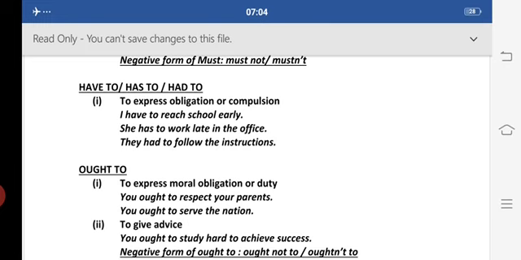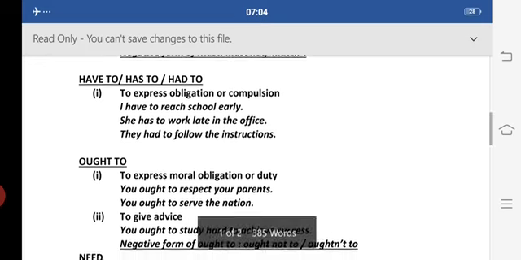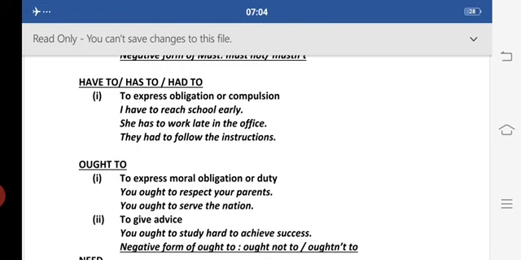Now students, have to is used to suggest some kind of compulsion, or there is some rule which has to be followed or the situation requires it. For example, I have to reach school early. She has to work late in the office. They had to follow the instructions. Now here I have used have to, has to and had to. Now had to is the past form of must, and also of have to.